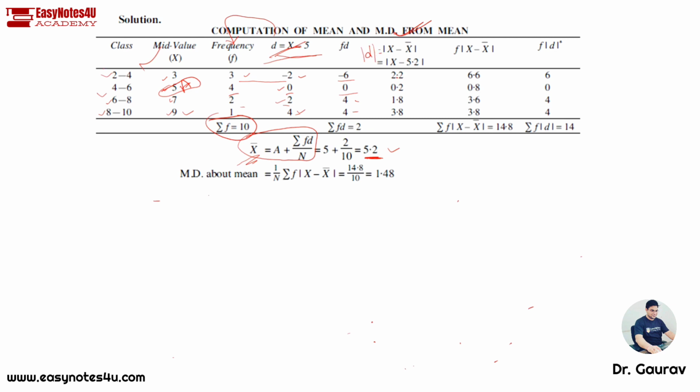So in that we can ignore the sign. So x minus x bar, x value is the 3. 3 minus 5.2, that is the 2.2. 5 minus 5.2, 0.2. 7 minus 5.2, 1.8. 9 minus 5.2, 3.8. After that we have to multiply that from the value of f. So 2.2 multiplied by 3 is 6.6, 0.2 multiplied by 4 is 0.8, 1.8 multiplied by 7 is 3.6, 3.8 multiplied by 1 is 3.8.